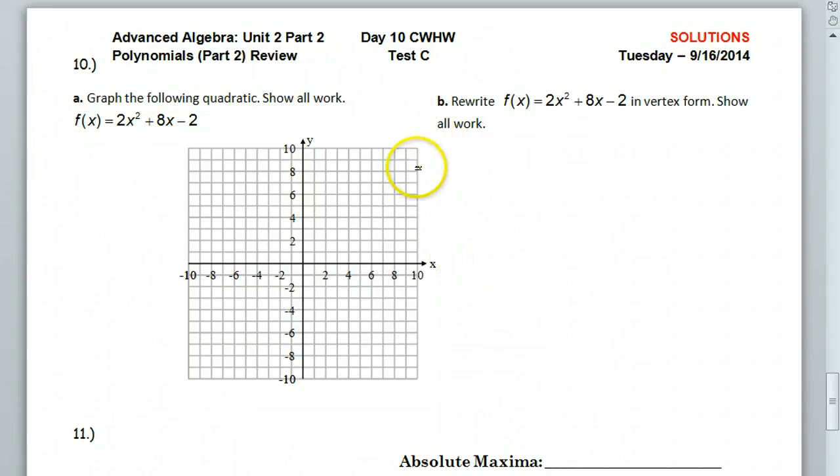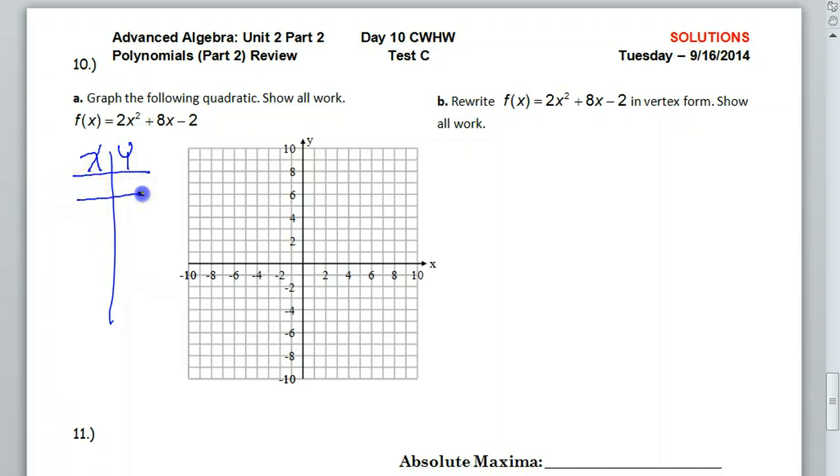All right, this video is part 3 of our review of polynomials, and we're picking up with number 10. We need to review graphing quadratic functions. We know they're going to be parabolas. Number 10a, first of all, you have to make your own chart. Normally I give you a little chart, but you have to make your own chart this time.